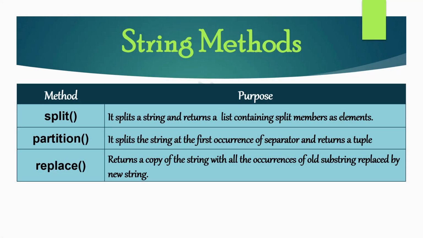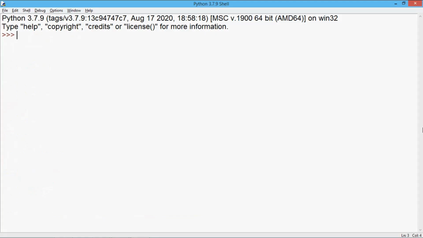And in the end, we have methods like split, partition, and replace. Split and partition almost work in a similar way. This small demonstration will definitely help you to work with split and partition functions. Now, instead of assigning values to variables, I am writing the string directly like this. So this is my string, Python is amazing.